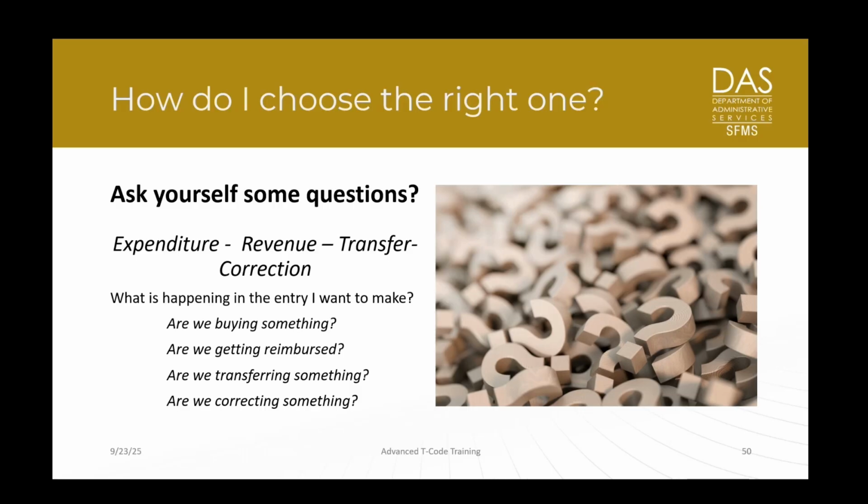But again, there's a bunch, and how could I choose the right one? Well, we're going to go back to asking ourselves some questions. Is it an expenditure? Is it revenue? Is it a transfer? Or am I making some kind of correction? What's happening in the entry that I want to make? Did we buy something? Are we getting reimbursed? Are we transferring something? Or are we going to correct something?